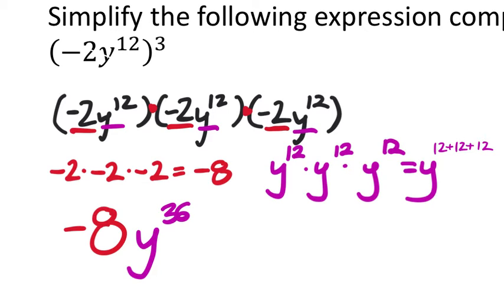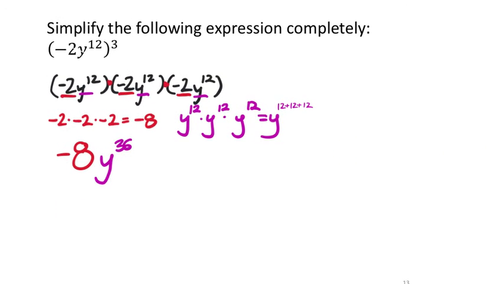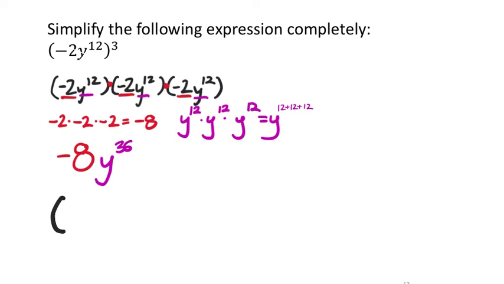Now, if that helps you to expand like that, then do it. But can the rule help us? Yep, of course it can. In fact, let's demonstrate that. I'll do it again below here. So let's start with what we had in the beginning. Negative 2 times y to the power of 12, all to the power of 3.